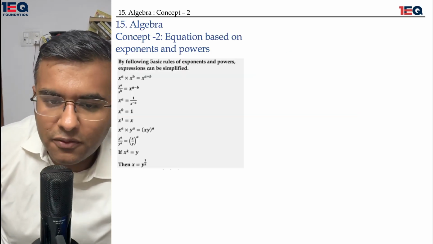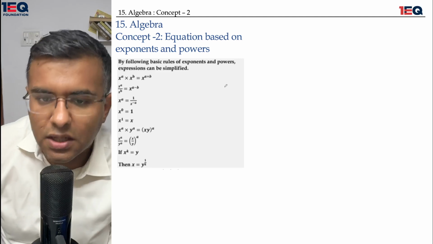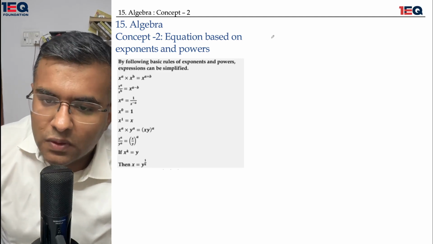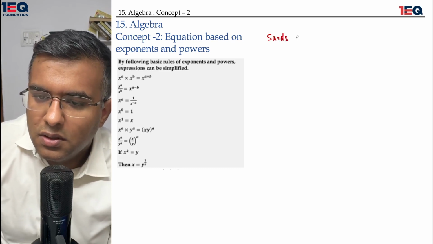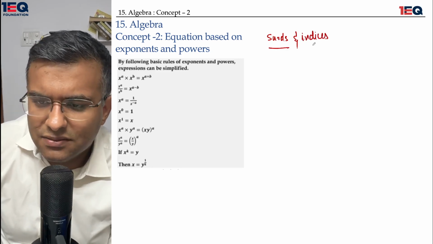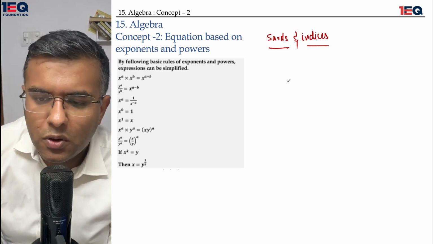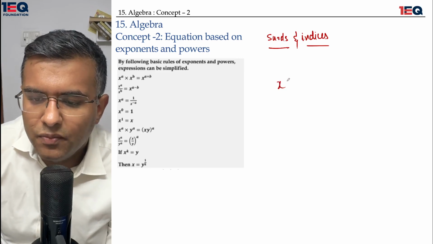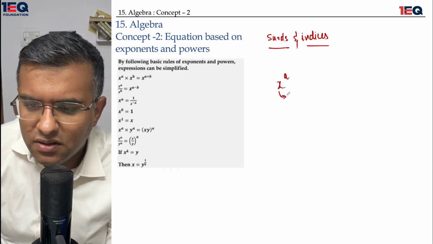Okay, by following the basic rules of exponents and powers, expressions can be simplified in this manner. So what are we basically talking about? We are talking about surds and indices. This is one of the most standard forms that we talk about. How do we talk about it? We talk about a variable which has been given a power of a.